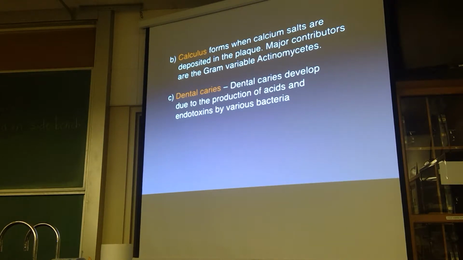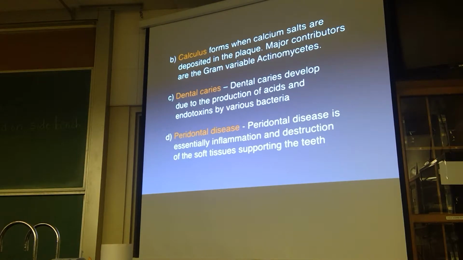Then we have dental caries. People would probably more commonly refer to these as cavities. These are holes in the enamel, and they're due to the production of acids by bacteria that are living under these anaerobic conditions in the plaque or in the calculus or between the teeth. And then you can have periodontal disease.